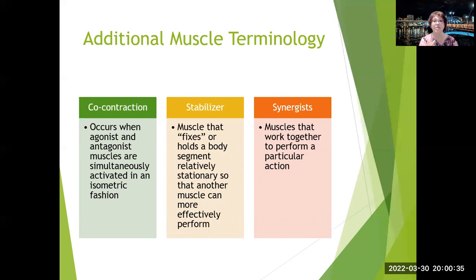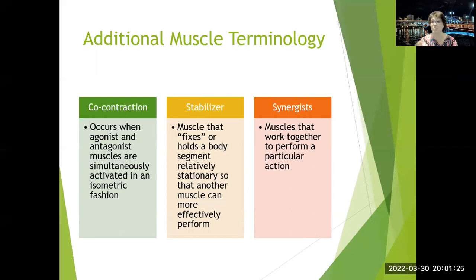A stabilizer is a muscle that fixes or holds a body segment relatively stationary so that another muscle can perform more effectively. A good example of this is wrist extension for a grip. Try gripping something with your wrist in flexion. It doesn't work as well. Your flexors are put at a disadvantage, but if we hold that body segment still by extending the wrist, you get a better grip. Your flexors can work better. We will talk more about that specific motion in the wrist chapter. But the stabilizer is really important to the motion. It allows the muscle to perform more effectively.